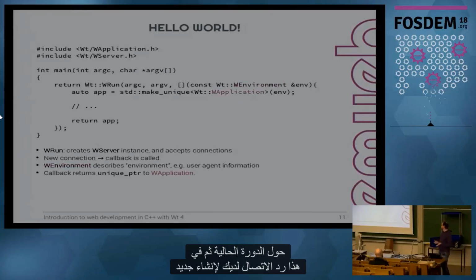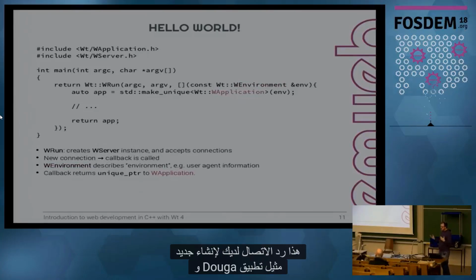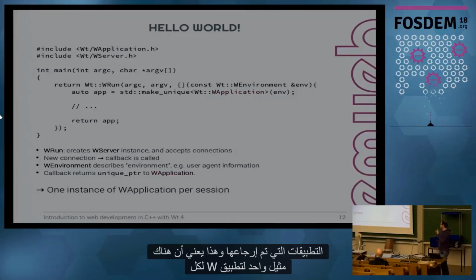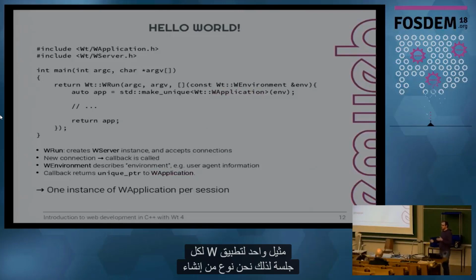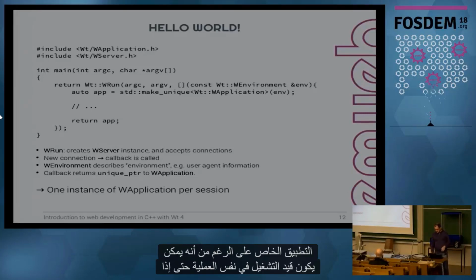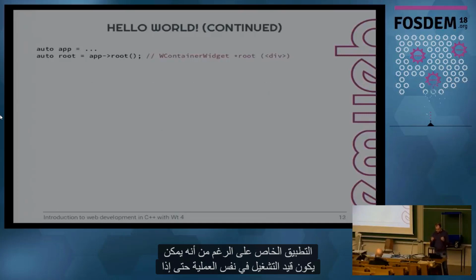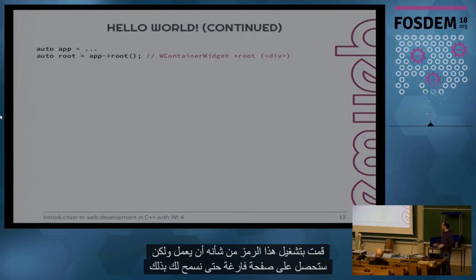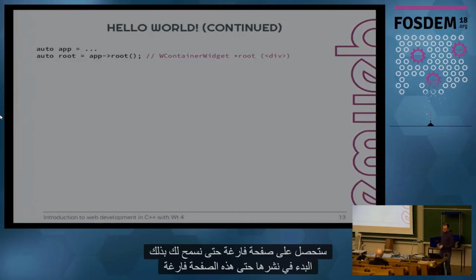And then in this callback, you have to create a new instance of W application and return that. So that means that there's one instance of W application per session. We kind of create the illusion that every user is using their own application, even though it could be running all in the same process. If you ran that code, that would work, but you'd get an empty page. So let's start populating it.